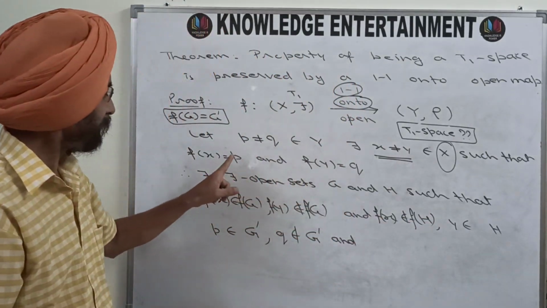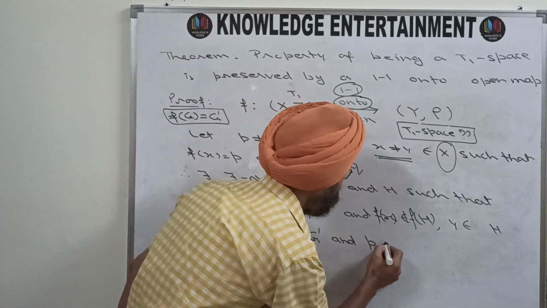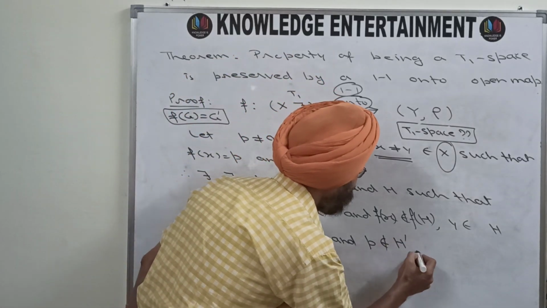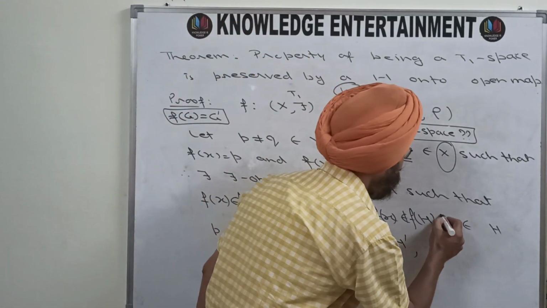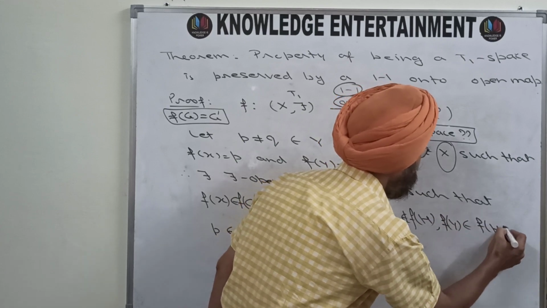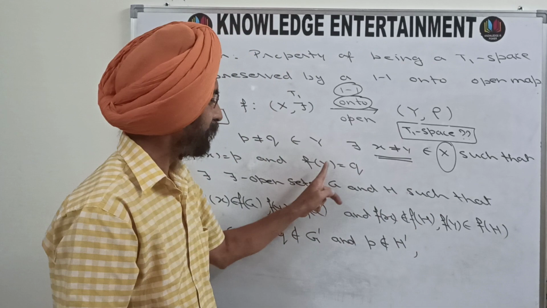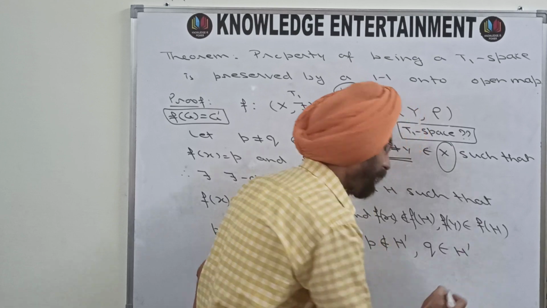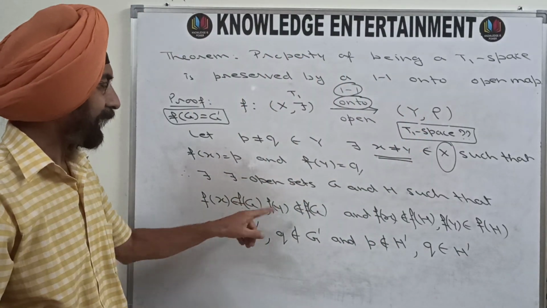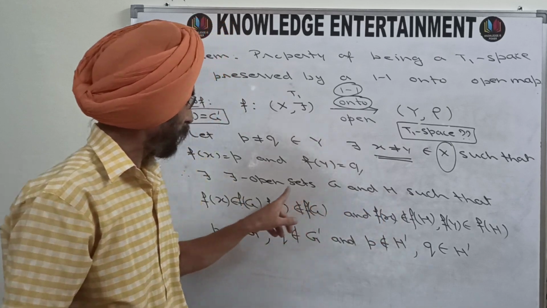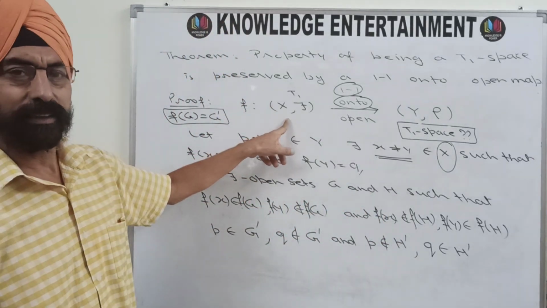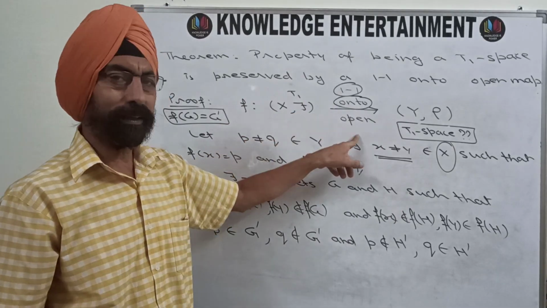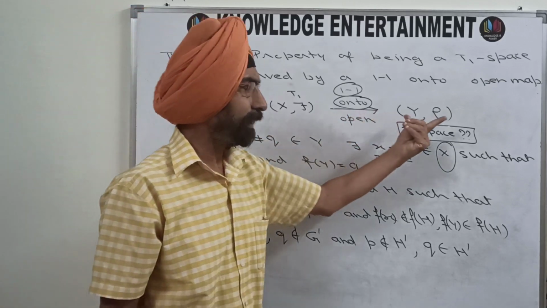And on the same lines, f of X does not belong to f of H. Now f of X once again is P, and it does not belong to f of H, which I'll rename as H dash. Again, f of Y belongs to f of H. F of Y is Q, which belongs to f of H, that is H dash. Now your G and H were both open sets here, and this map F is open. If a map is open, then the image of an open set is again open here.